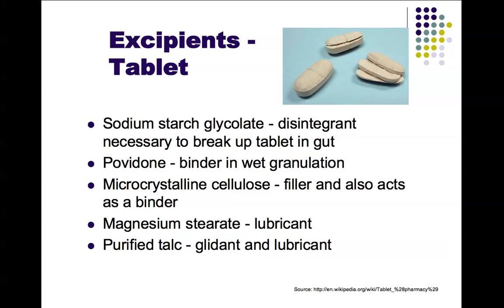Povidone is a binder that's used in the wet granulation process. It helps hold the granules together and also make sure that the tablets have sufficient strength after they're compressed. Microcrystalline cellulose also acts as a binder, but it's probably used mainly as a filler in the tablet formulation just to get the tablets up to the right size. Magnesium stearate is a lubricant. It's used to reduce the friction during tablet compression, so we avoid getting problems like you can see at the top of the slide of capping and fragmentation.